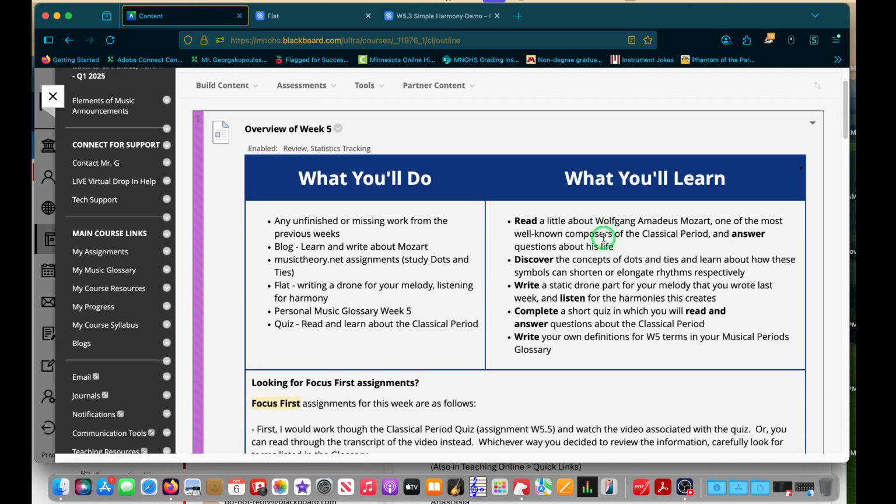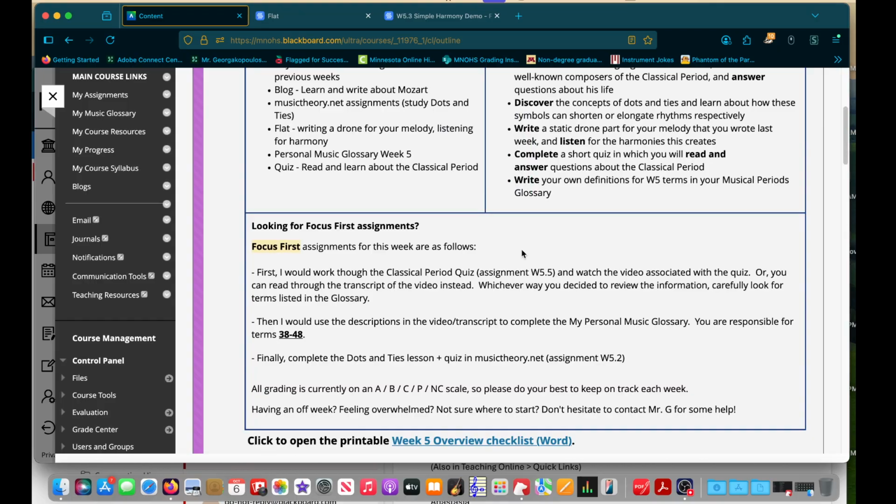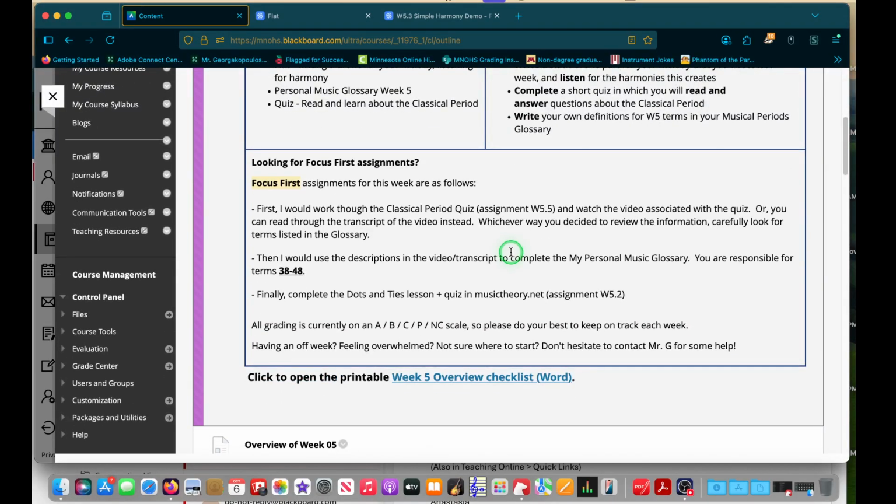Starting off, as always, we have our quintessential overview section, and beneath that, our Focus First assignments. If this section applies to you, again, please get in touch with me if you have any questions relating to what specific assignments you need to complete, as well as any specific questions about those assignments.